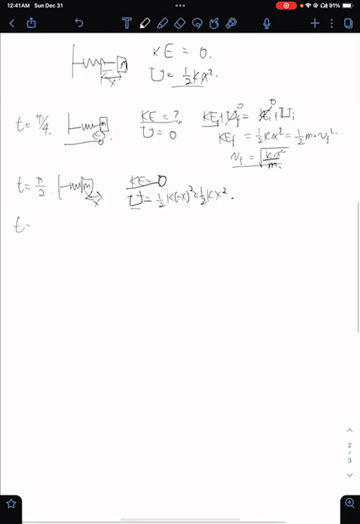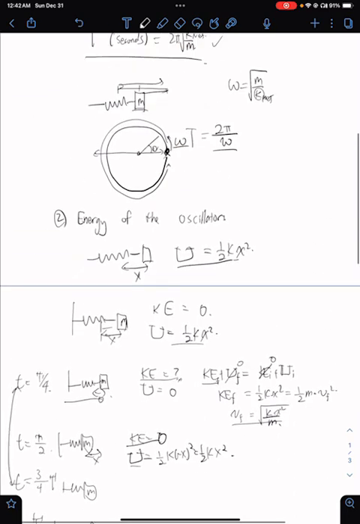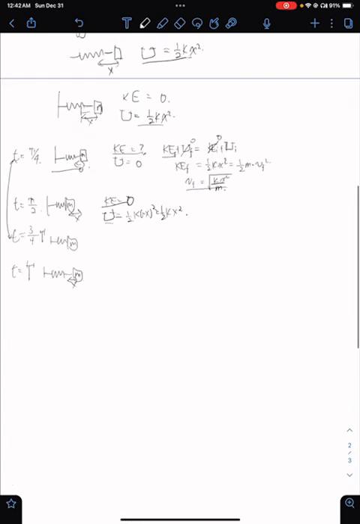At t equals 3/4 of the period, we're back to this position, so the energies are the same. And at t equals the period, we go back to the initial state where it is extended by x, and we have the same energies there. So this is basically all you're going to see on any exam or any sort of thing that you're going to take on harmonic oscillators.